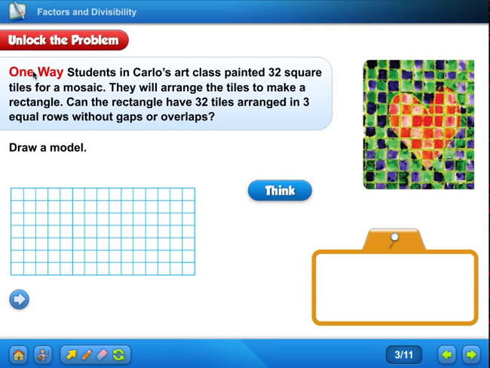One way you can answer this question that we just asked is by drawing a model. So let's look at what the problem says, and then we will draw a model about this. Students in Carlos's art class painted 32 square tiles for a mosaic. They will arrange the tiles to make a rectangle. Can the rectangle have 32 tiles arranged in 3 equal rows without gaps or overlaps? Well, one thing you can do is draw the model.